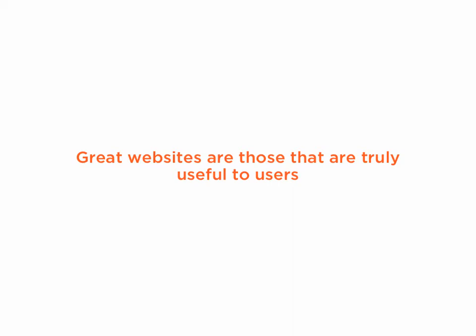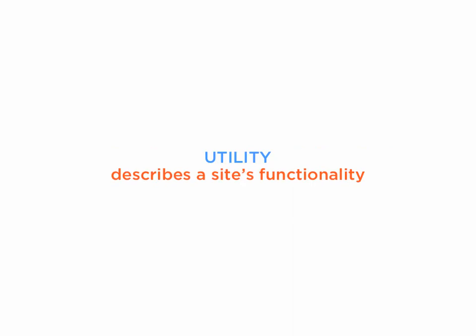So great websites are really those that are truly useful to their users. Utility describes a site's functionality. The utility of a banking site is to check your account balance, to pay your bills, to get a credit card statement, and a site's functionality is really important, and that needs to be kept in mind when you're designing, because a user is going to go to a specific site to perform certain functionality, that the website has certain utility that they want to take advantage of.